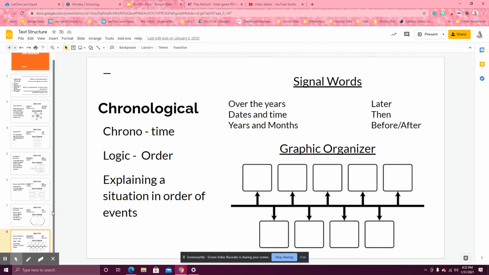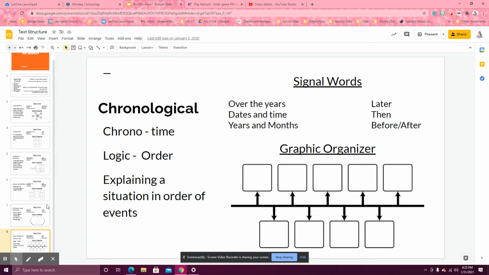And the easy way to remember this very funky word is: chrono, which is the prefix, means time, and logic is a word that means order. So when you have chrono and logic and you put it together, it's the order of time, chronological. All right, so basically the long and short, it tells you what happens in order of time.